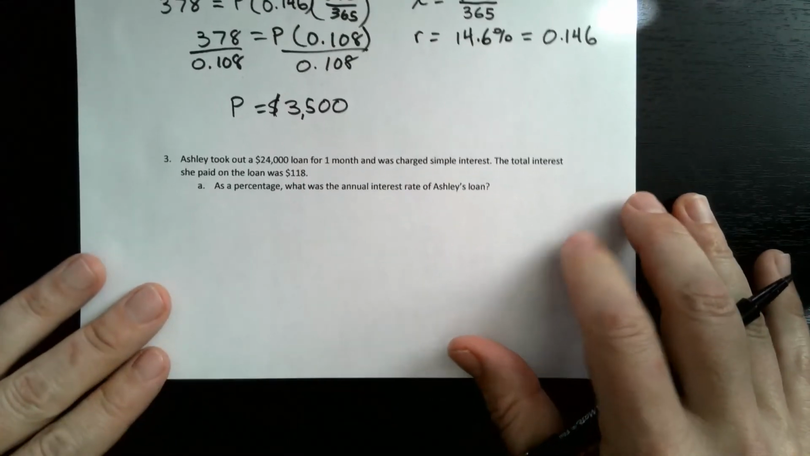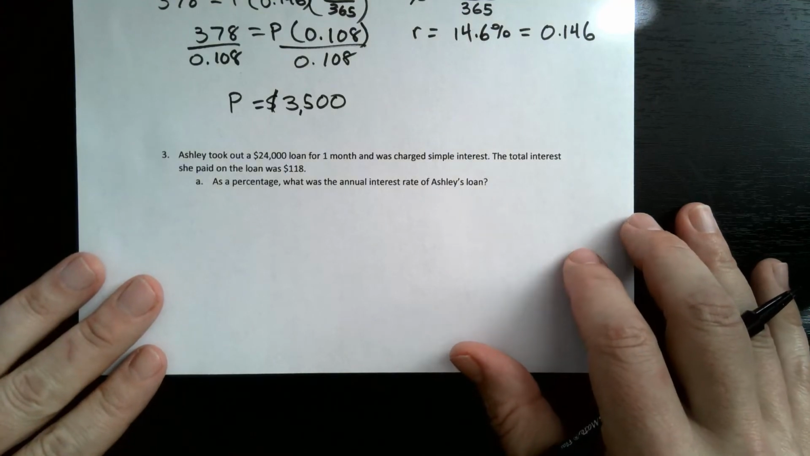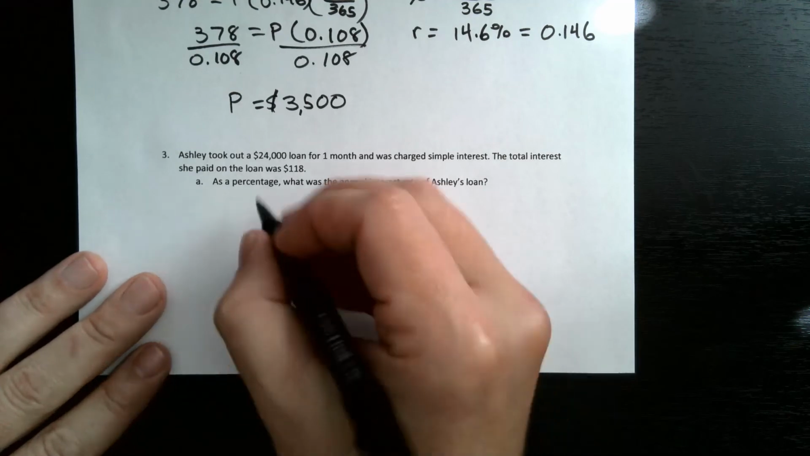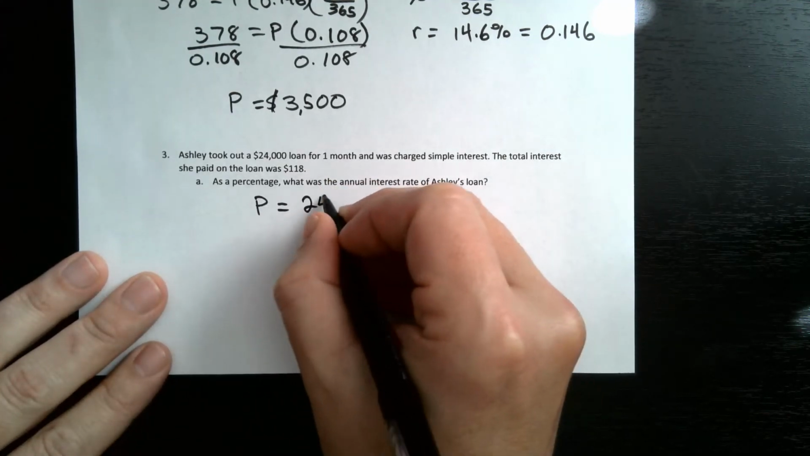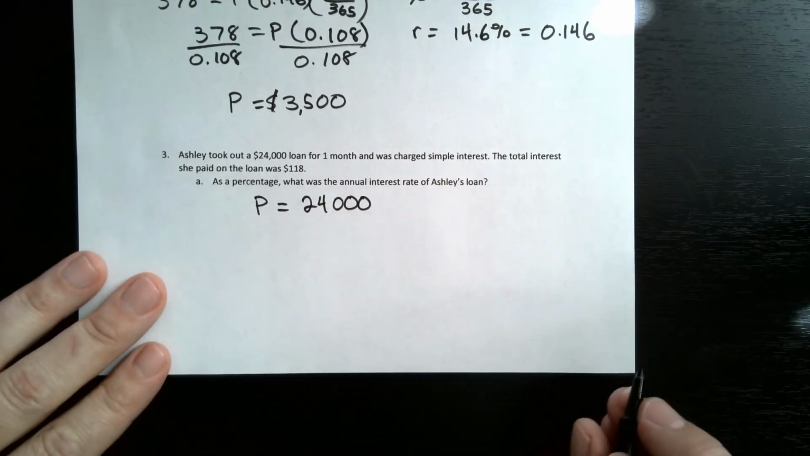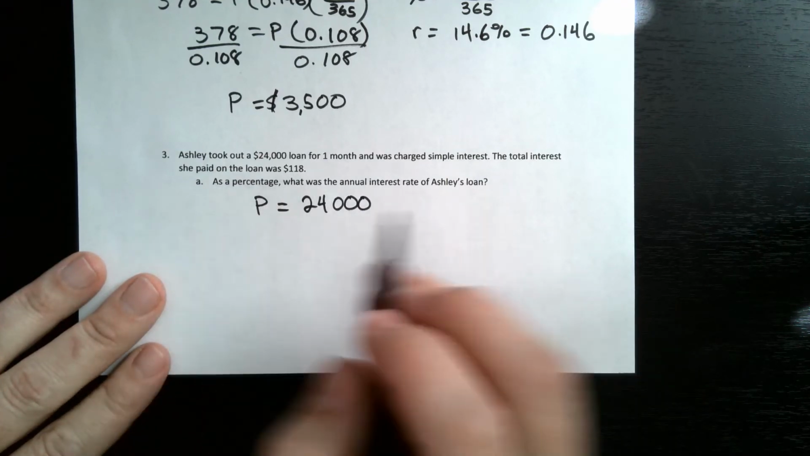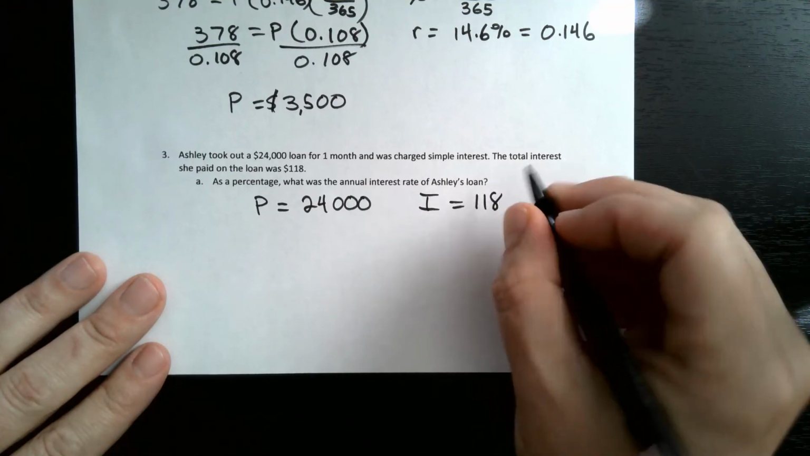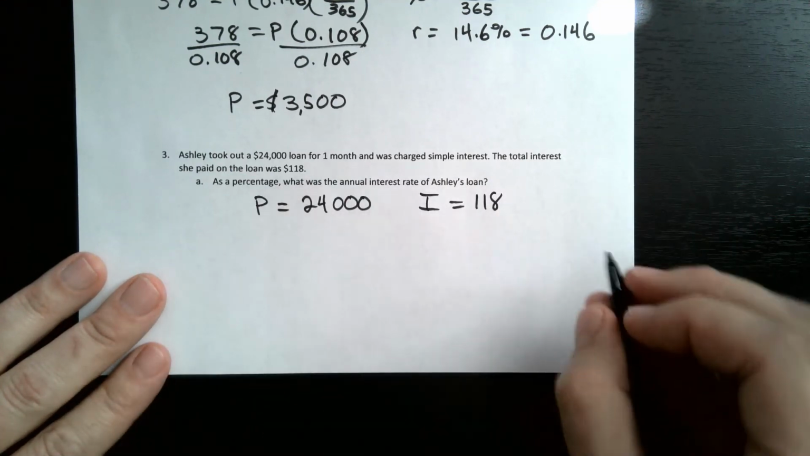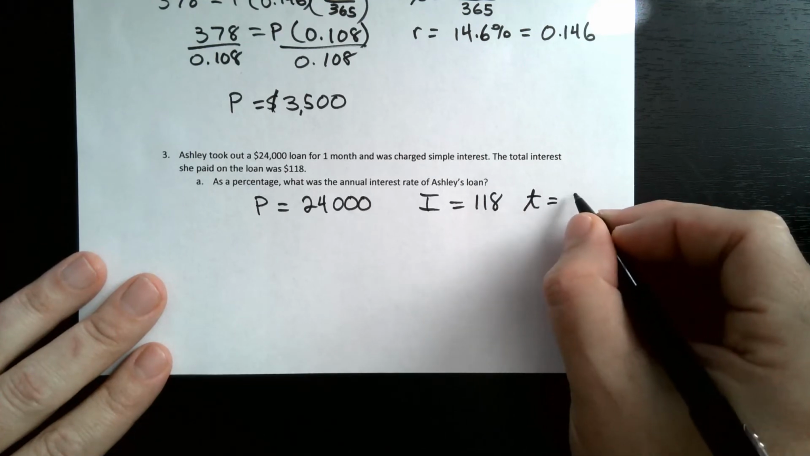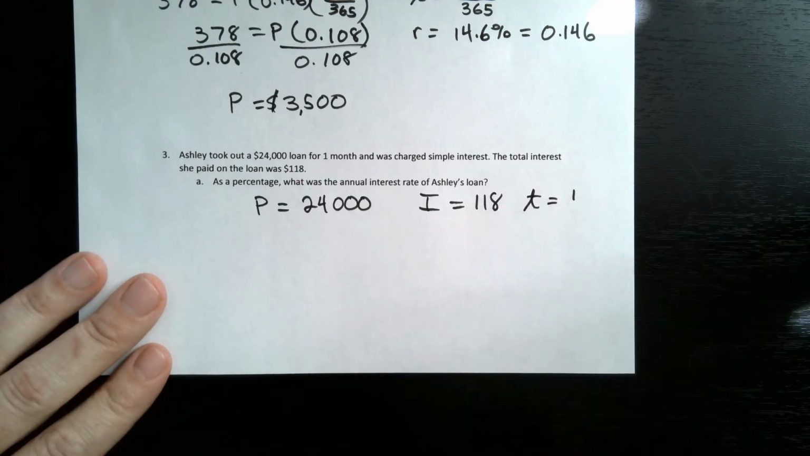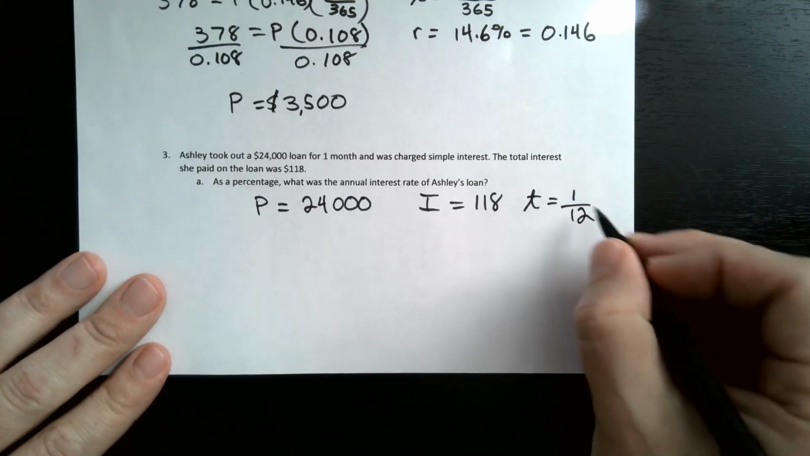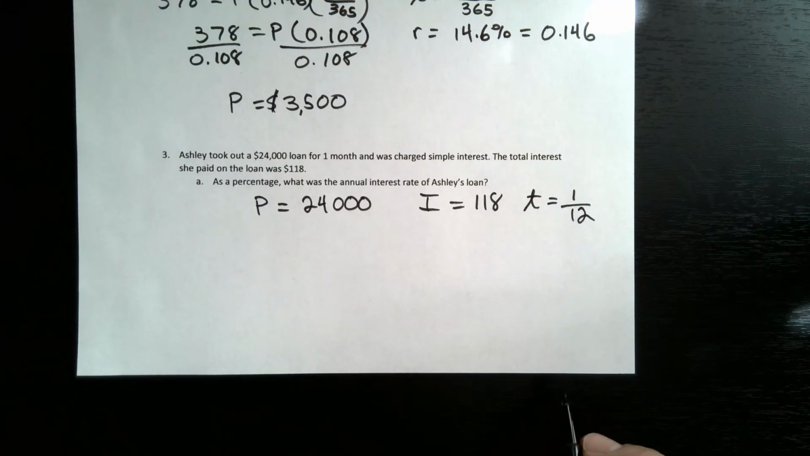Okay, let's look at the last one. Ashley took out a $24,000 loan for 1 month and was charged simple interest. So P is equal to $24,000. The total interest she paid on the loan was $118. So I is equal to 118. It was for 1 month, so that's our time. T is equal to 1 month, but remember 1 month is 1/12 of a year because T has to be in years. There are 12 months, so 1 out of 12 is our T.